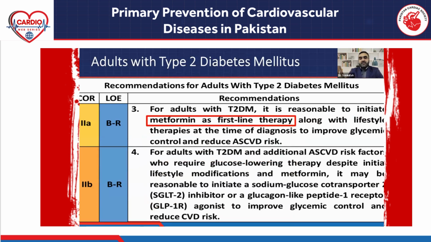For type 2 diabetes, the ACC recommends to initiate metformin as a first-line therapy along with lifestyle therapies at the time of diagnosis to improve glycemic control. Metformin is the first line, and for those who require glucose lowering therapy despite initial lifestyle modification and metformin, and still need further therapy, there comes the SGLT2 inhibitor and GLP-1 agonist. You need to give these to these patients to improve glycemic control and reduce the cardiovascular disease risk.